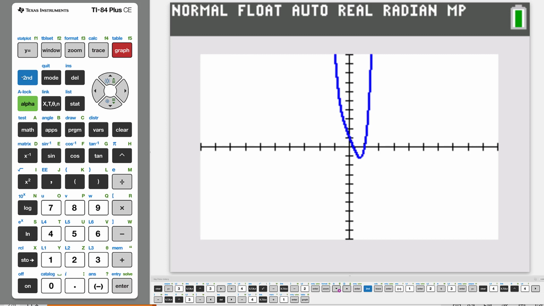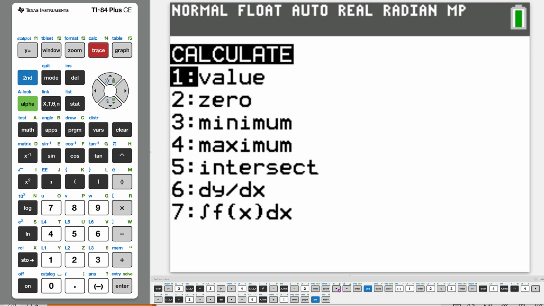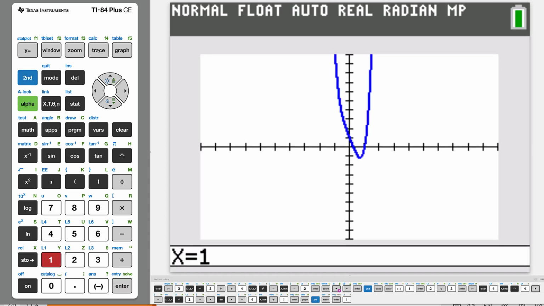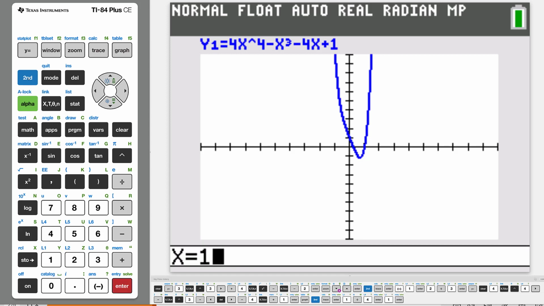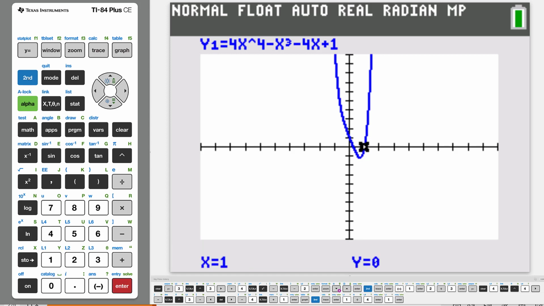And then in order to check those values, we can go to second trace and put in a value. We'll put in 1/4 first. And you can see that the calculator spits out a 0 right there. That's a good sign. And then we can also put in x is 1. And again, you can see that it spits out a 0. And so those are both actual roots.